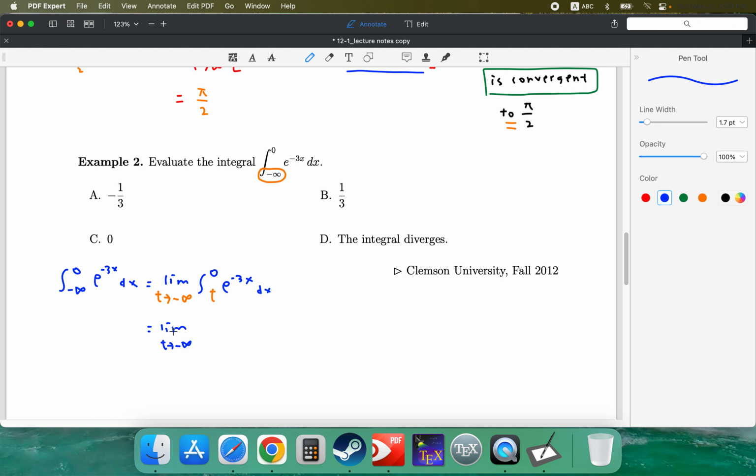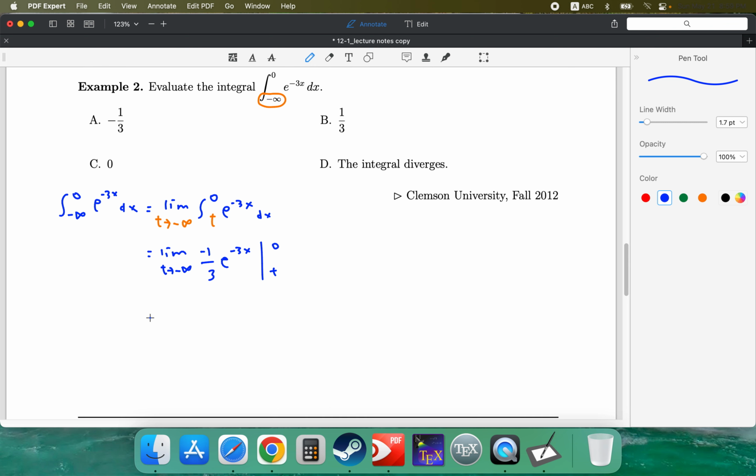Now t and 0 are both numbers, so we can evaluate this integral just as we did in the past. What is the integral of e to the negative 3x? It should be e to the negative 3x divided by negative 3, so you have negative 1 over 3. Because of the chain rule, when you take the derivative, you have to multiply by negative 3. That means when you integrate, you need to divide by negative 3, from t to 0.